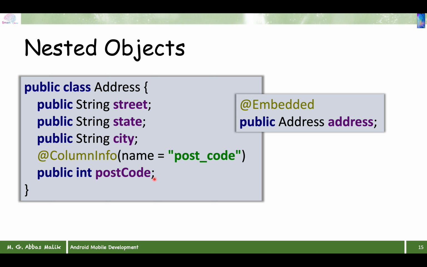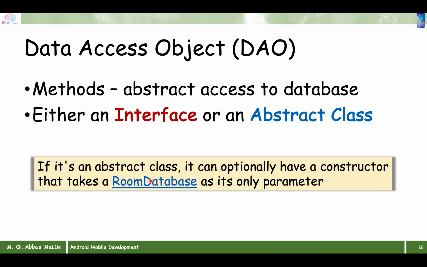address.postcode. So we are combining the similar kind of information in one object, yet they are representing multiple columns inside the table itself. So these are the nested objects that we can use to group.